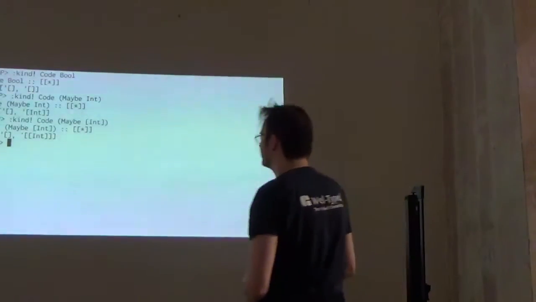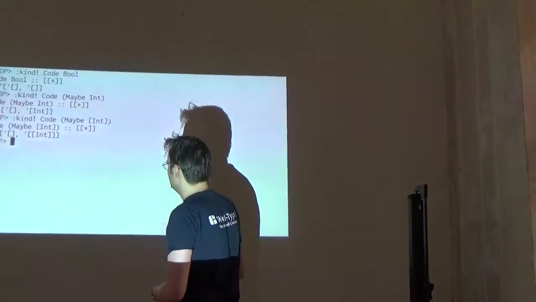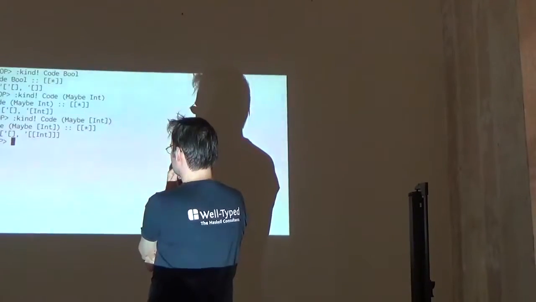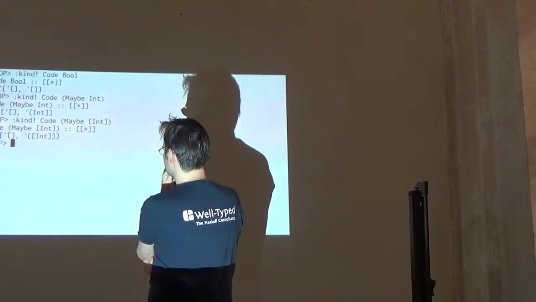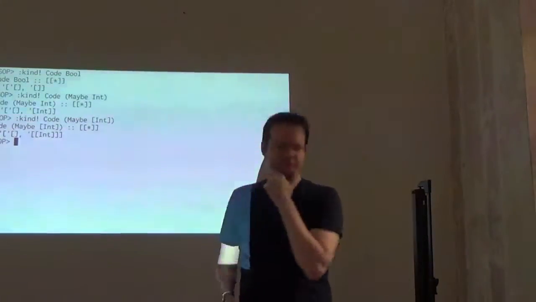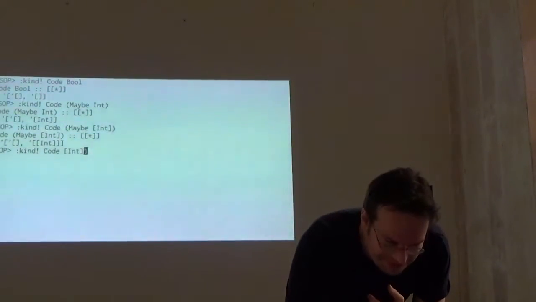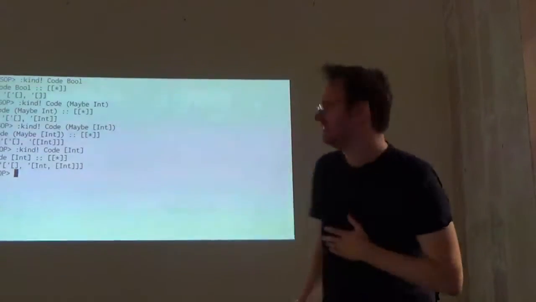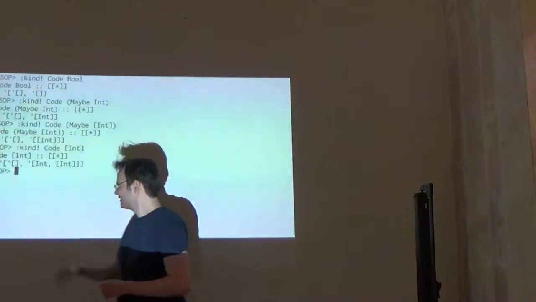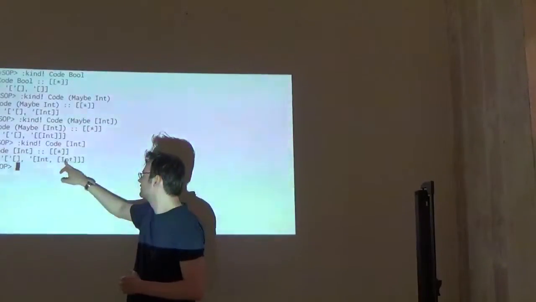Oh, I wrote Maybe list of integers, that's why I'm surprised. I wanted list of integers. So for list of integers we get an empty list because that's the Nil constructor, and we get the Cons constructor which takes an Int and a list of Int.